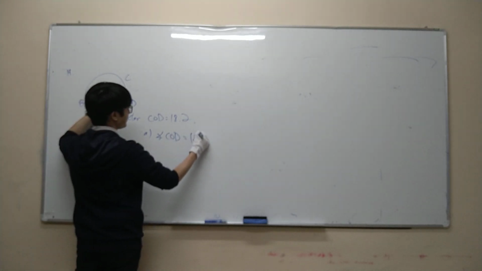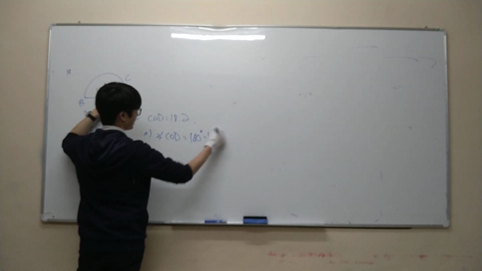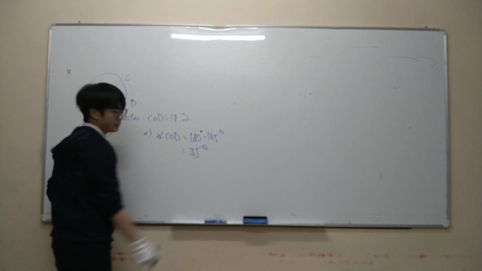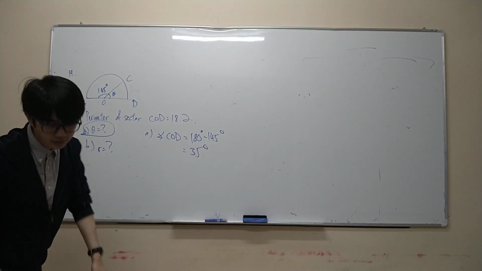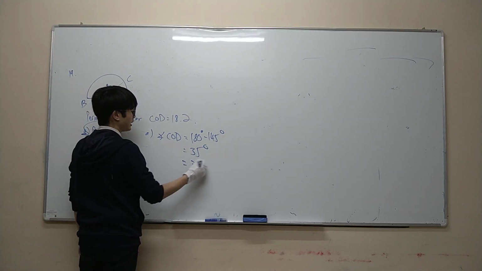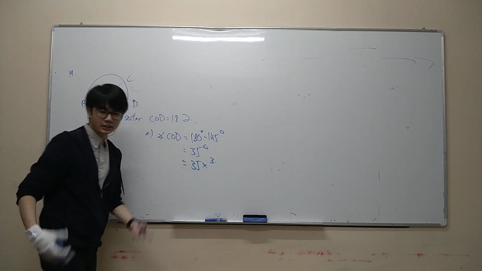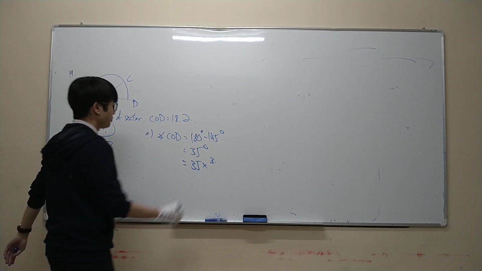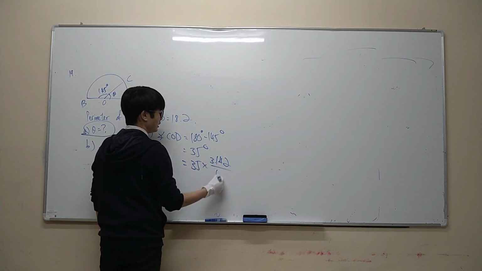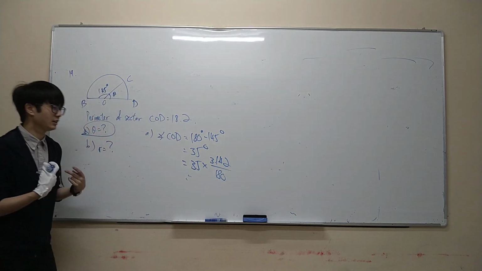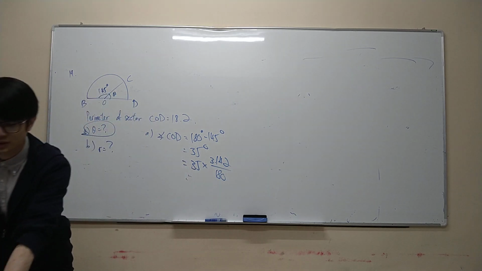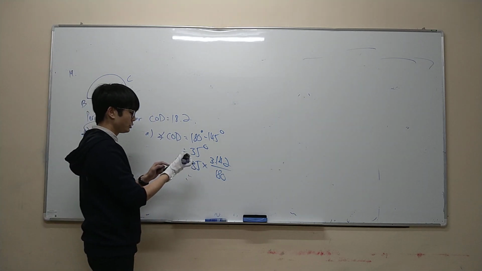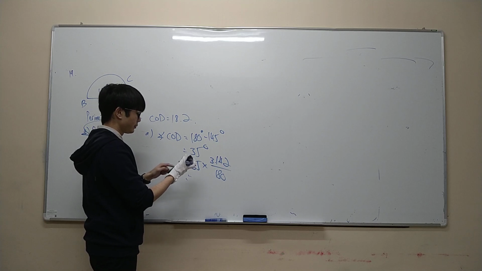Okay, COD, how? 180 minus 145. So it will be what? 35. But they want it in radians, right? Yeah, they want radians. So I should take this and multiply by pi. Did they say what pi to use? Yes. Use pi as 3.142. This is what the question tells us, not my own preference. The question wants you to use 3.142. So use your calculator. So what do you get?